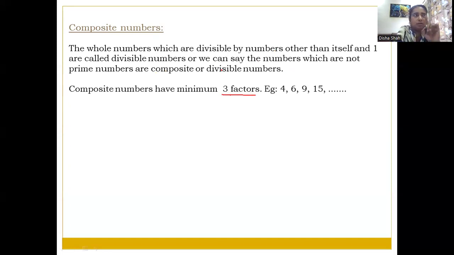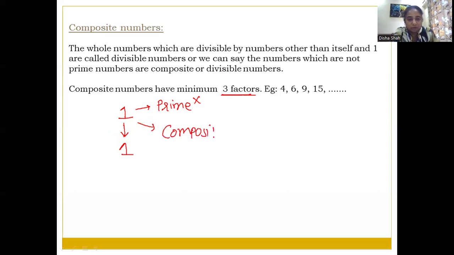So basically जो भी नंबर्स प्राइम नंबर नहीं होते वो कंपोजिट नंबर होते हैं, except 1, because 1 का एक ही फैक्टर है and that is 1. A prime number should have 2 factors, so I can't say that 1 is a prime number. Similarly, a composite number should have minimum 3 factors, जबकि 1 का तो सिर्फ एक ही फैक्टर है, so 1 is not a composite number. So 1 is neither prime nor composite. Except 1, all the numbers which are not prime are composite numbers.